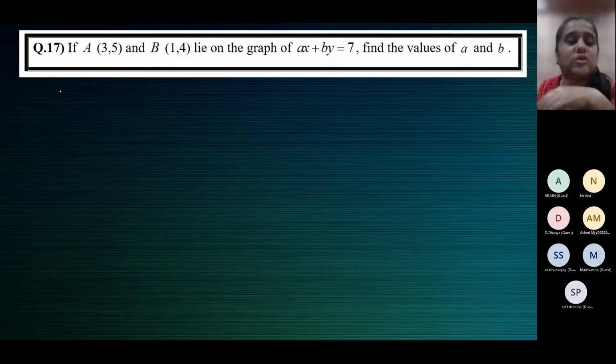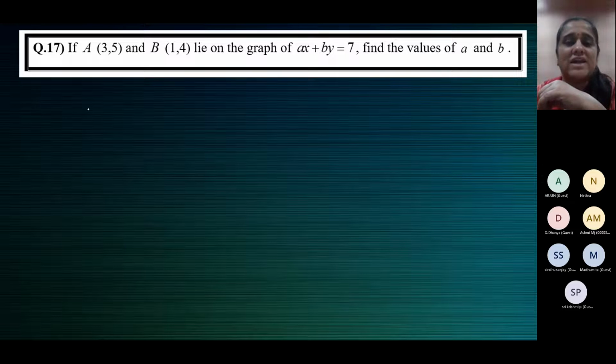So if A(3, 5) and B(1, 4), so A and B are basically two points, lie on the graph of AX plus BY is equal to 7, find the values of A and B. So you know that AX plus BY is equal to 7 is a linear equation, the equation of that graph line. And the points A and B lie on this straight line. So that means these points will satisfy the equation.